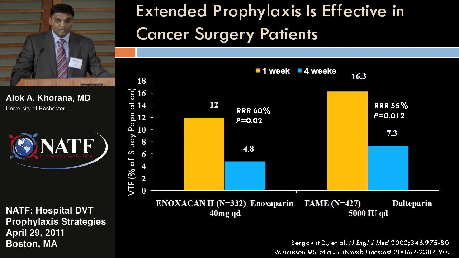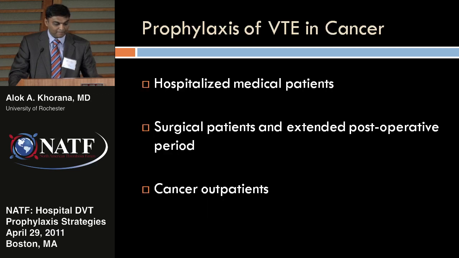But with extended prophylaxis up to 4 weeks, we can clearly see a reduction, 60% relative risk reduction in Enoxacan 2, 55% relative risk reduction in the FAME study, demonstrating, I think, without any doubt that extended thromboprophylaxis is highly effective in cancer surgery patients, really no increase in major bleeding complications in these 2 populations.